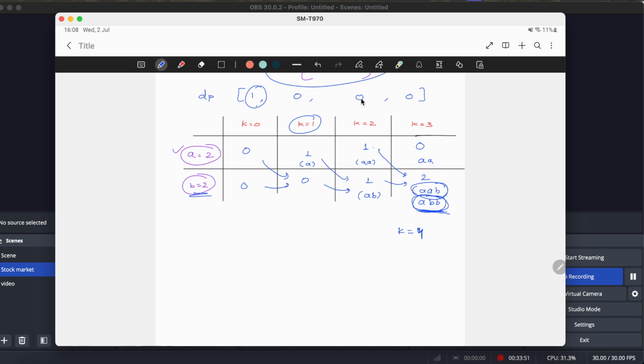So at this location here it was 0 for a equals 2, for b equals 2, at this location how will it be? Previously it was 2, at this location it was 2, and at the top it was 0. So from here and here we get the count, so the overall count is basically 2.